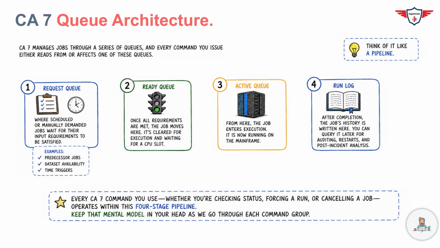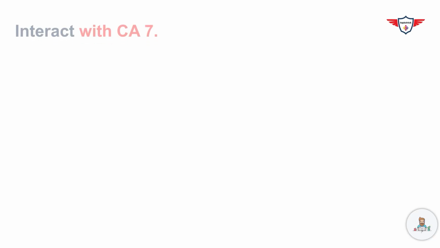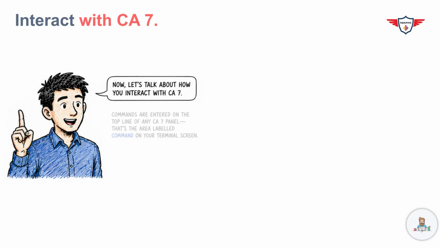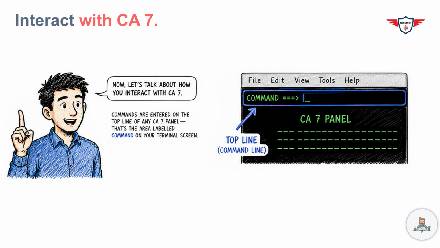Now, let's talk about how you interact with CA7. Commands are entered on the top line of any CA7 panel, the area labeled COMMAND on your terminal screen. Some environments also support issuing these commands through a batch interface or automated scripts, but today we are focusing on the online command interface, because that is what you will use when an incident happens in real time.